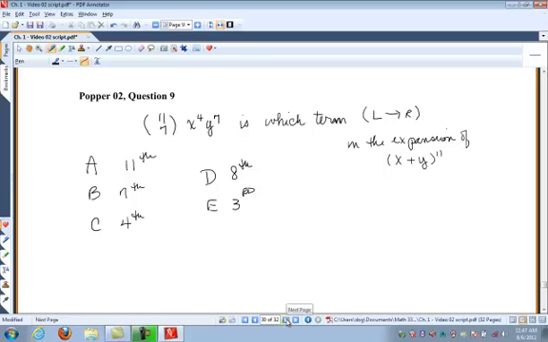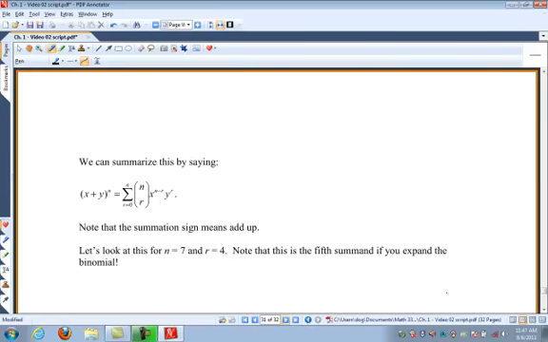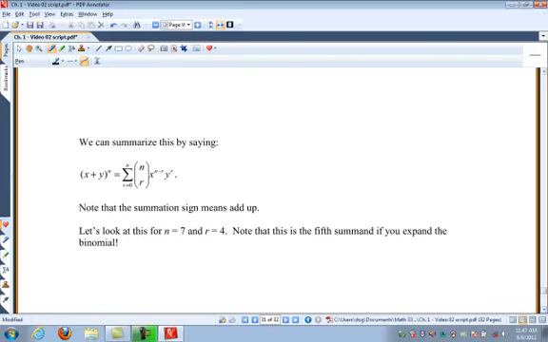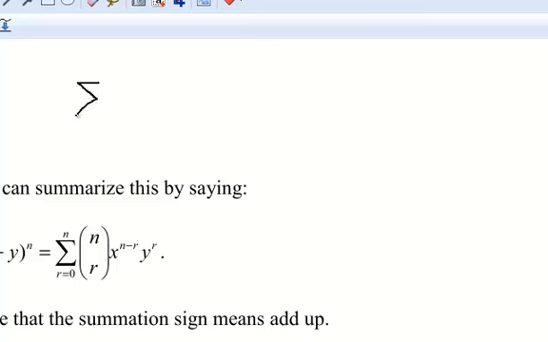Okay, now I'm going to put the binomial theorem here in our notes. (x + y)^n is the summation, that's what this symbol means, summation adding up all the terms from r equals 0 to n, using the combination of n things taken r at a time times x^(n-r) times y^r.